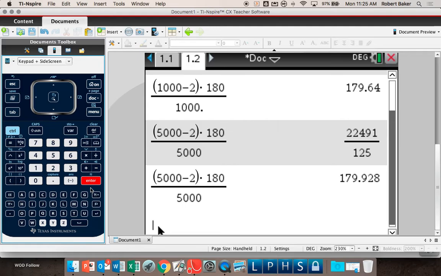179.928. So no matter how many sides, that shape has 5,000 sides and it has 5,000 angles of 179.928 degrees that are all exactly the same size. Wouldn't that just look like a circle? It would exactly look like a circle. So it's almost a circle? Almost a circle.